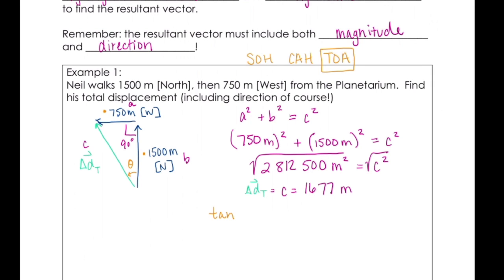So tangent of theta equals 750 meters over our adjacent side, which is 1,500 meters. When we calculate this out, we get that theta equals 26.6 degrees. We'll just round it to 27 in our answer. So writing our final answer, the total displacement is, first we write our magnitude, 1,677 meters. And then to write our direction from north, we went 27 degrees west.